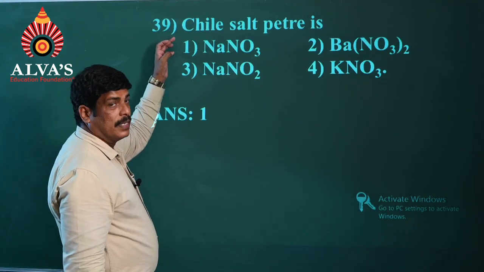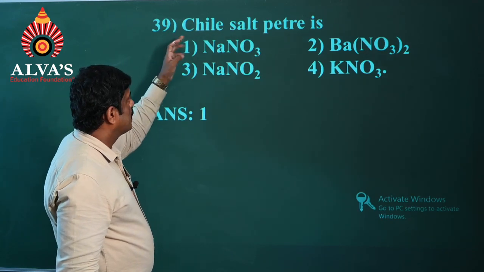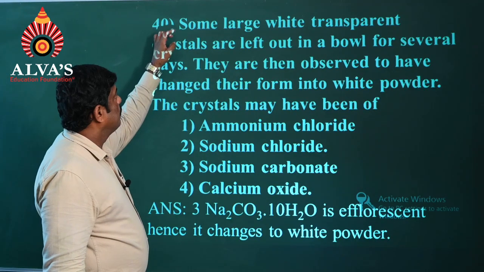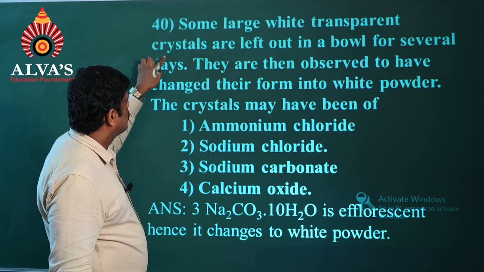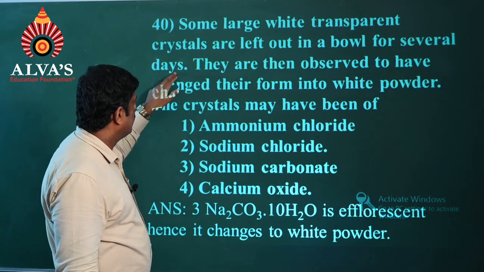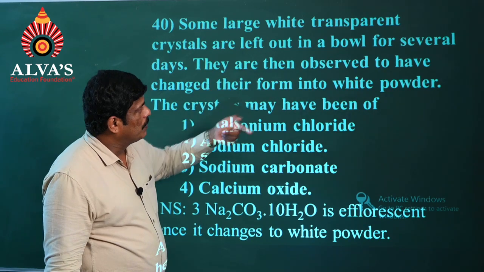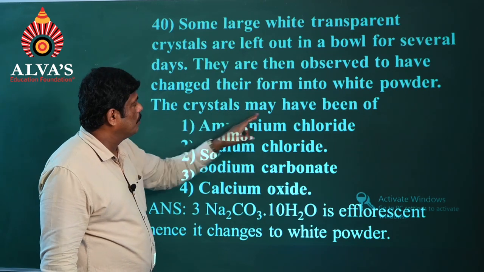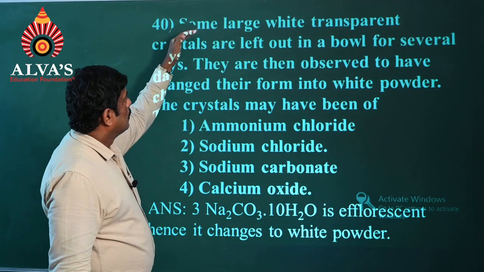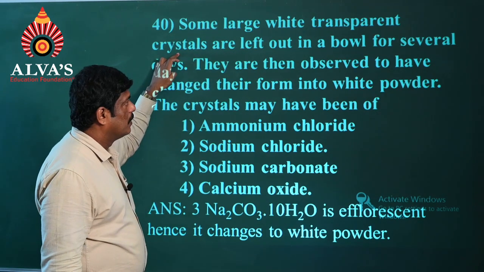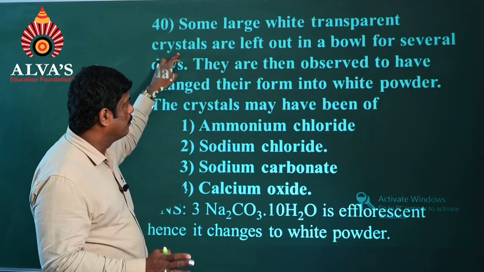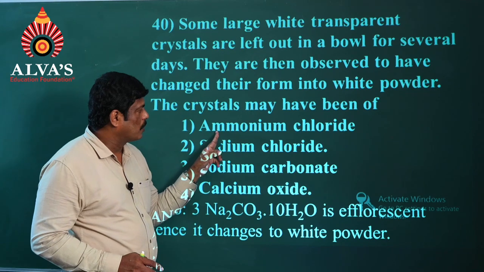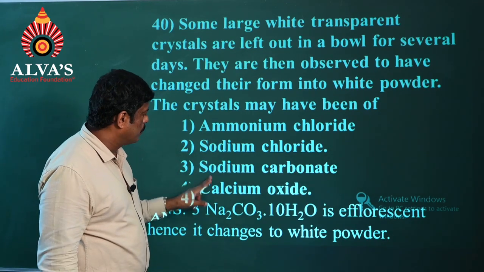Question number 39. Chile saltpeter is a common name given to sodium nitrate. So the option must be the first option. Question number 40. Some large white transparent crystals are left out in a bowl for several days. They are then observed to have changed their form into white powder. The crystals were initially white and transparent. When exposed to air for a longer time, they become a white powder. So the compound is ammonium chloride, sodium carbonate or calcium carbonate.